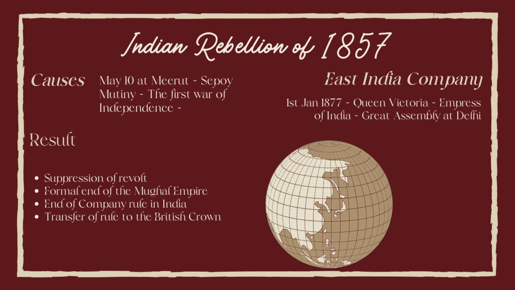And it is a formal end of the East India Company and its rule in India. And then the most important thing is the rule was transferred from the company to the crown. Yes, on 1st January 1877, Queen Victoria was declared Empress of India, and it was proclaimed in the Great Assembly at New Delhi.